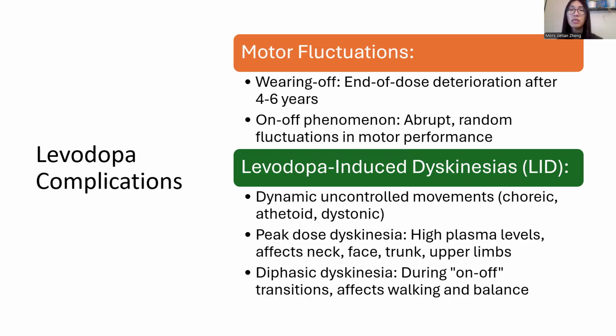These movements typically affect the neck, face, trunk, and upper limbs, while diphasic dyskinesia appears during the transitions between on and off states and can significantly affect walking and balance, creating safety concerns.